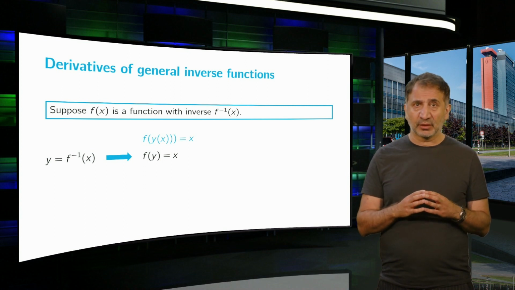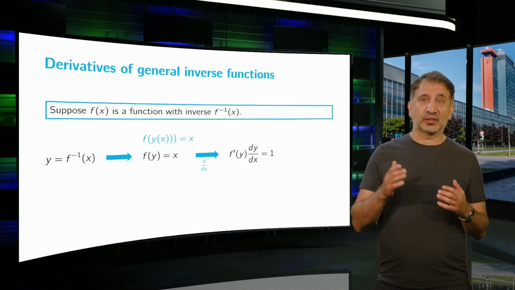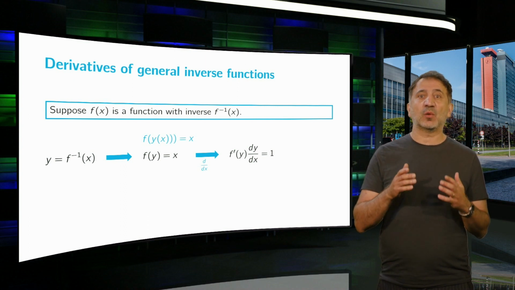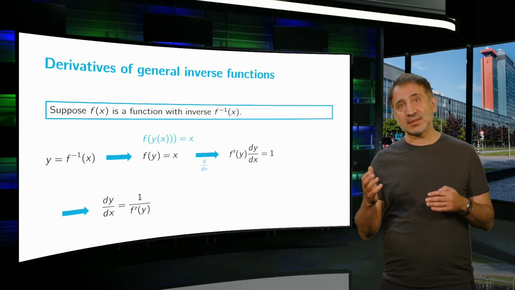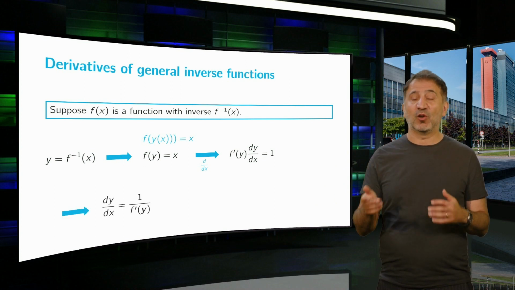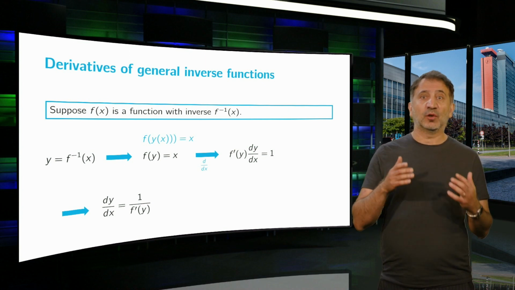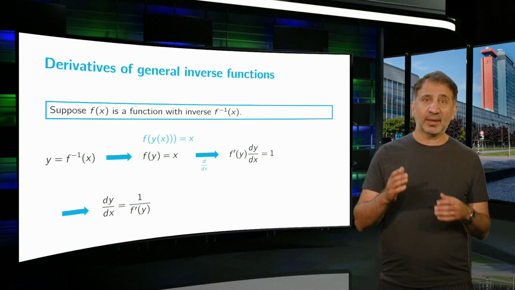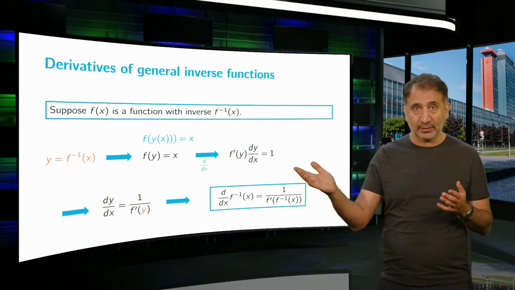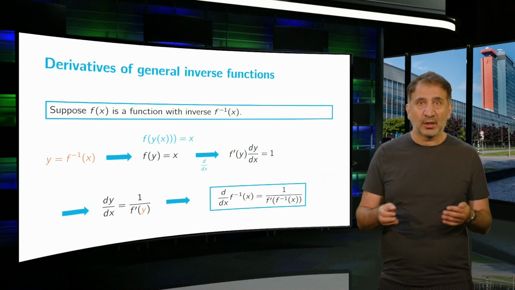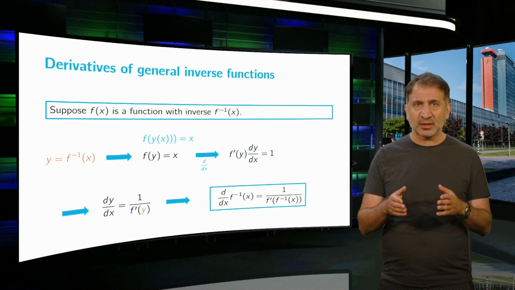After taking the derivative with respect to x and using the chain rule, we obtain that the derivative of f of y times dy/dx is equal to 1. So dy/dx is equal to 1 over f prime of y. This is again an implicit formula for the derivative of the inverse of f of x. Plugging in y is equal to the inverse of f of x, we get the expression on the slide. This formula looks rather intimidating and complicated, but can be simplified in practice for most functions.